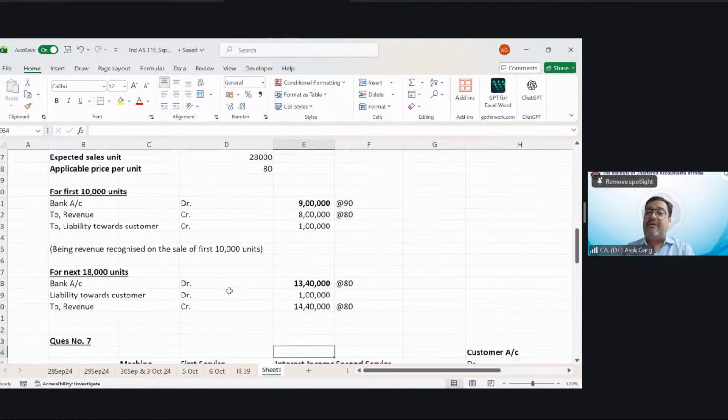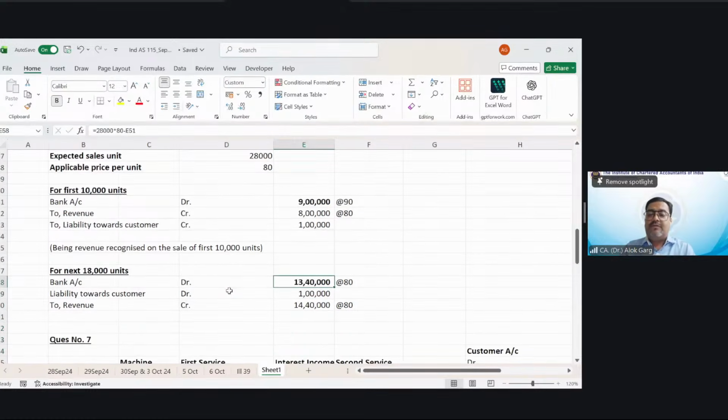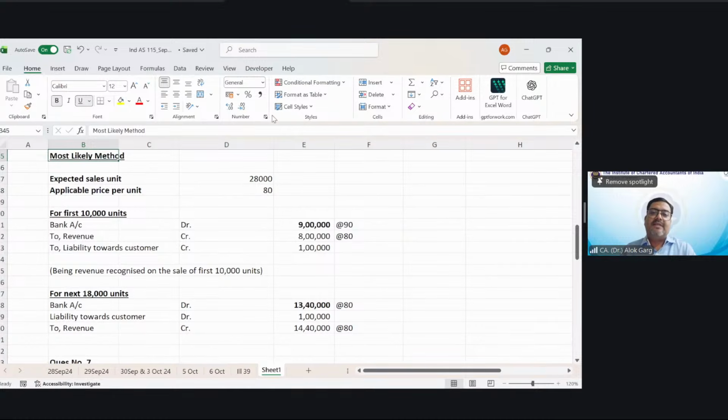Now for 18,000 units, what you will do? Simple. 28,000 units multiply by 80 rupee minus whatever money you have already recovered, right? Then to revenue is of course 28,000 units multiply by 80 minus the revenue you have already recognized, 14 lakh 40, and the differential is liability towards customer, which is debited. As simple as that. Friends, I hope this is clear to everyone.